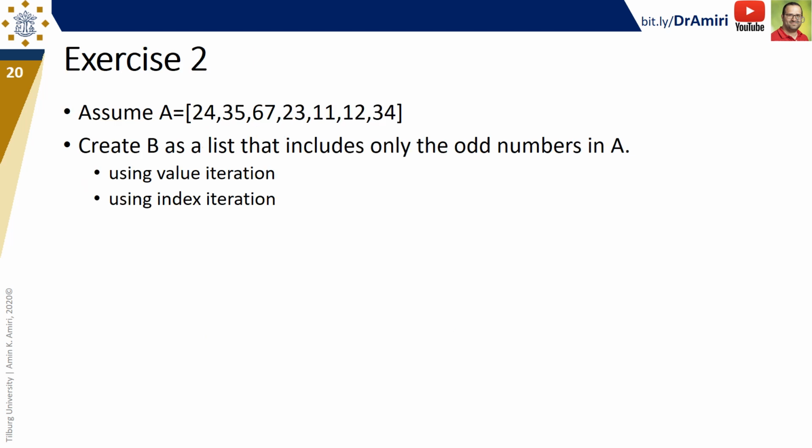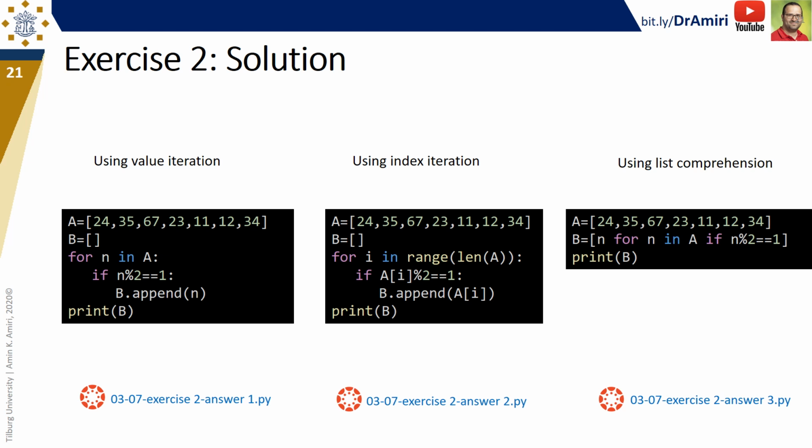Okay, pause here for a minute and try to create a list that includes only the odd numbers in the list A. And I need you to use both value iteration and index iteration. Here is the answer for that. We will discuss that in class if you want that.